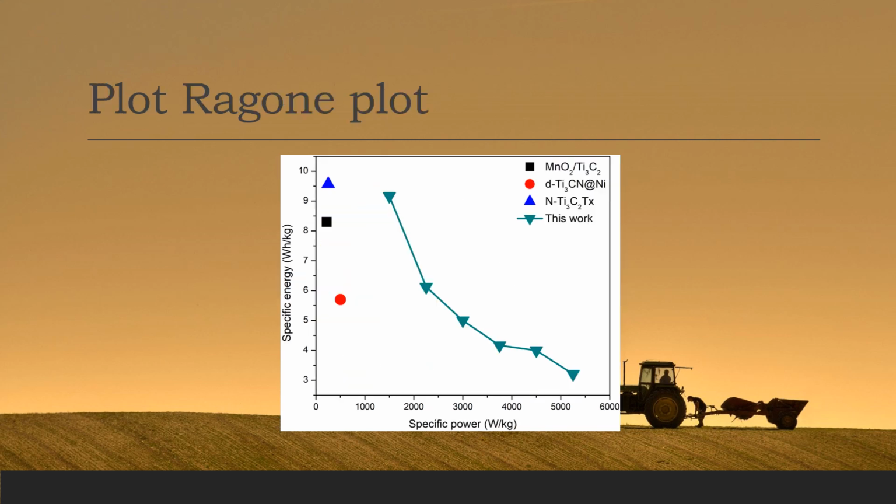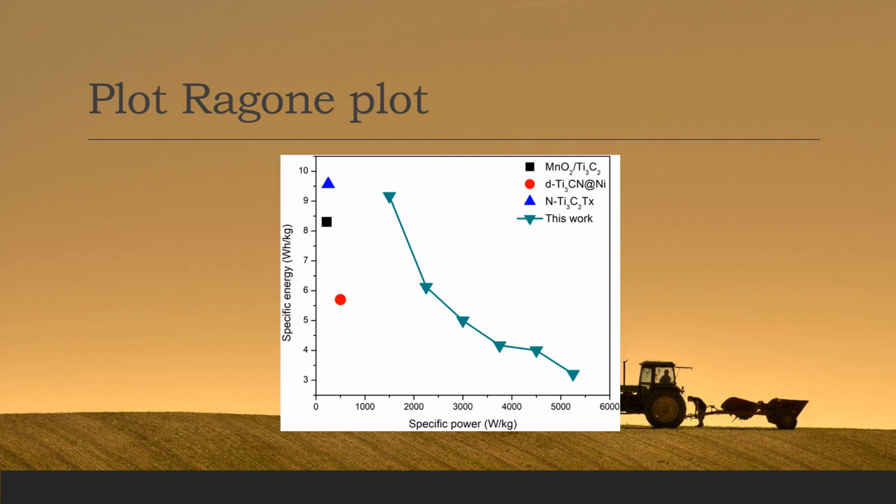Next, from the GCD, you can get the specific capacitance. From that, you can calculate the specific power and also the specific energy. Then you can plot the Ragone plot. A Ragone plot is actually specific energy versus specific power.